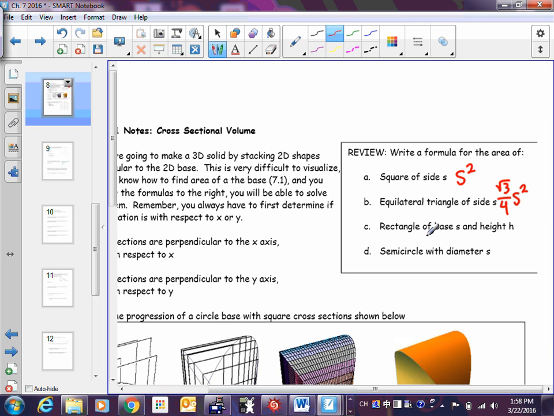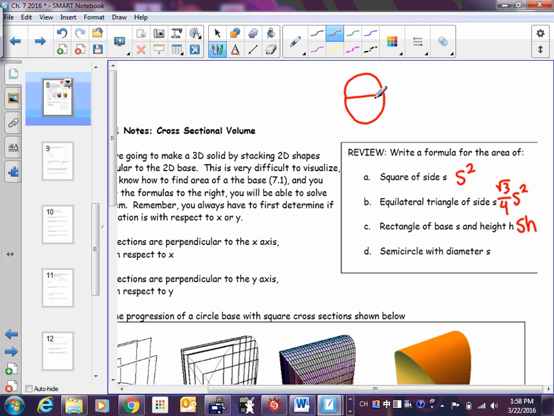Okay, what about a rectangle of base S and height H? What would that area be? S times H. Notice there is no S squared here. So that one's different. And then a semicircle, this one's a little different.